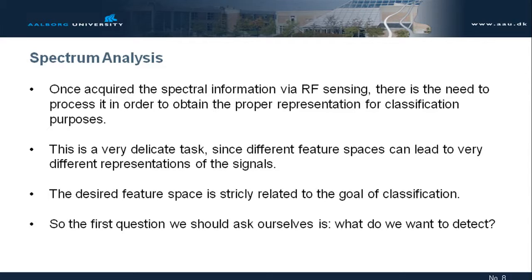Because from this spectrum, from this information taken from the spectrum, we extract features. These features can be anything. It's a basic processing. You decide which is a relevant feature for the goal you want to achieve.